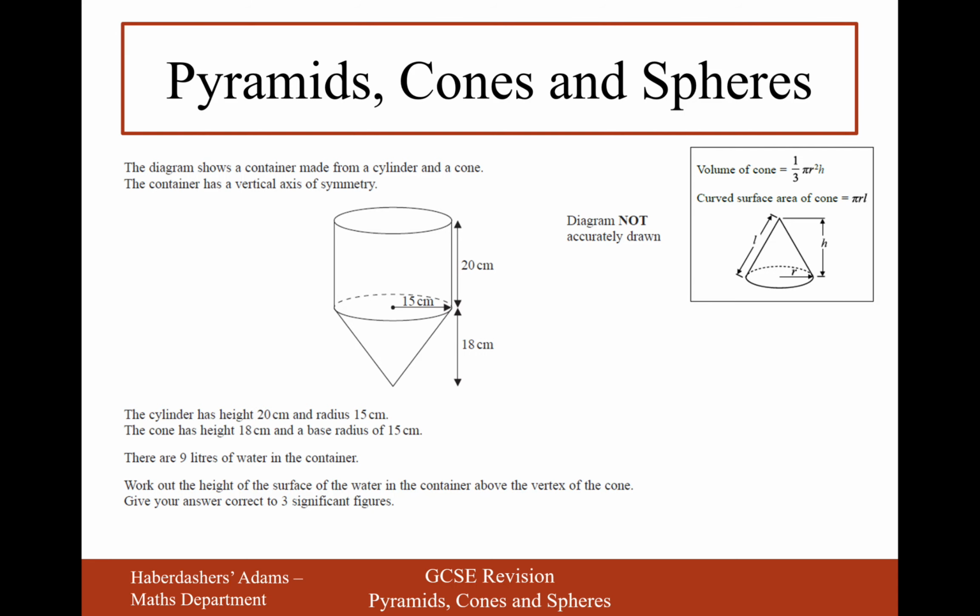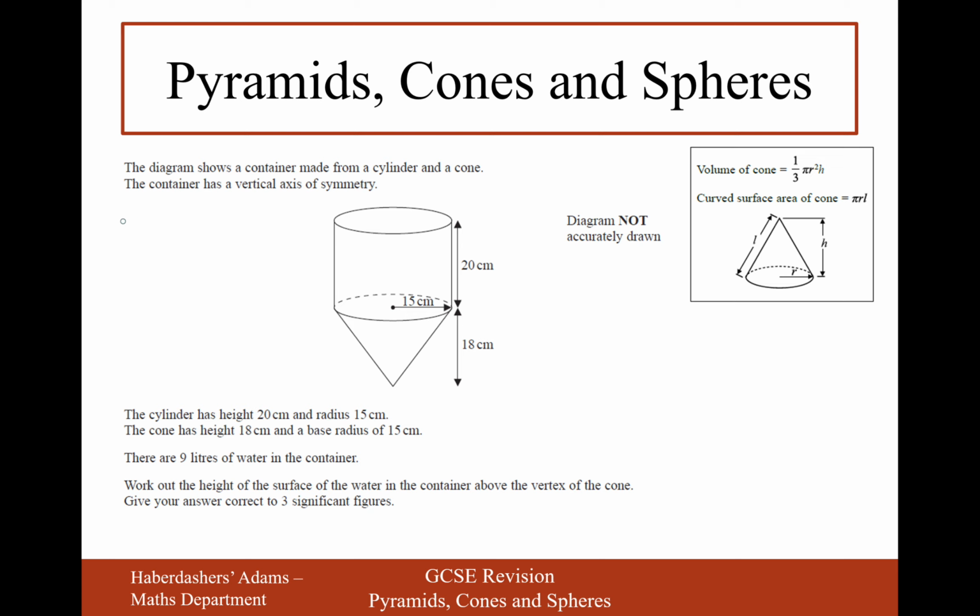Okay, so this question looks quite difficult. The diagram contains a container made from a cylinder and a cone. The container has a vertical axis of symmetry. The cylinder has height 20 centimeters and radius 15. The cone has height 18 centimeters and base radius of 15. There are 9 litres of water in the container.